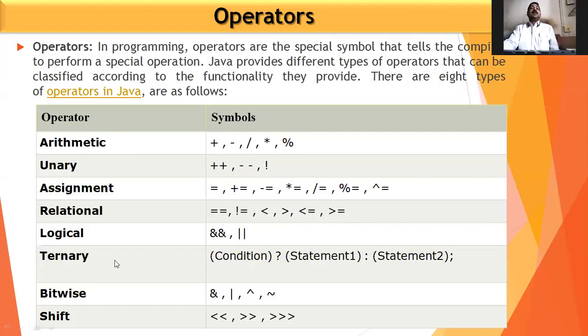The ternary operator, that is the conditional operator, uses the question mark and colon. The bitwise operators are ampersand, the vertical bar, caret sign, and tilde sign. The shift operators are double less than, double greater than, and triple greater than sign. These are the operators available in Java.